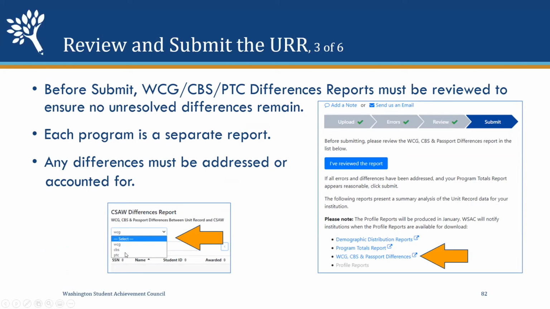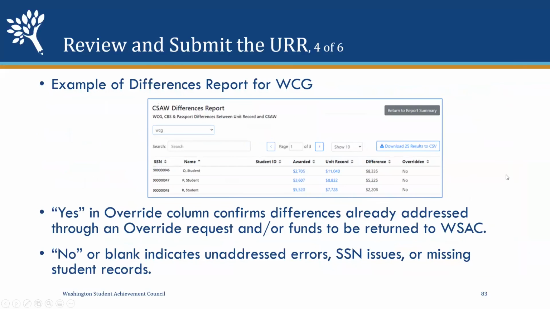It will bring up a screen where there's a drop down, and then you can review each of those. Any differences that remain on that must be addressed or accounted for in some way. You'll see that some of the differences may be addressed. Let me see if I can go to the next screen. Yes, here's an example of a differences report for Washington College Grant.